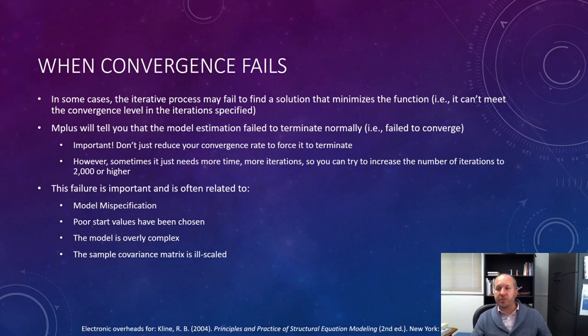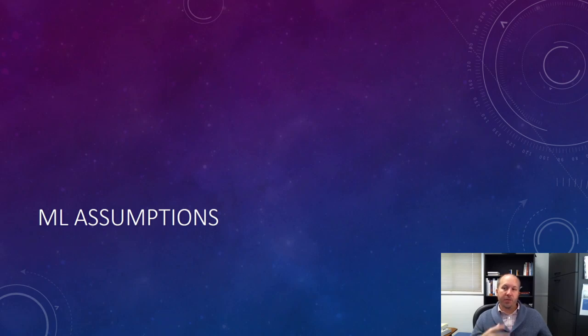Now, when there are problems with convergence, oftentimes that's around model specification, poor start values, or the model being too complex for the sample size that you have. We're going to go into pretty good detail about issues with convergence and issues with estimation. But first, I want to talk about the assumptions for maximum likelihood estimation.